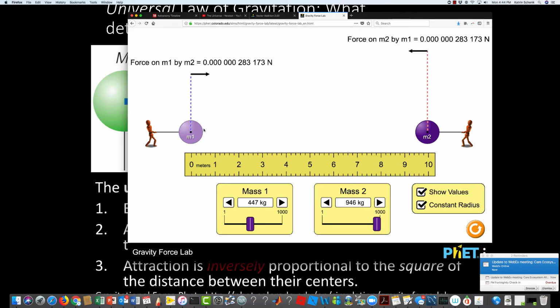So again, I can now make M2 bigger, and I get a bigger force, or I make it smaller, and I get a smaller force. Okay. All right.